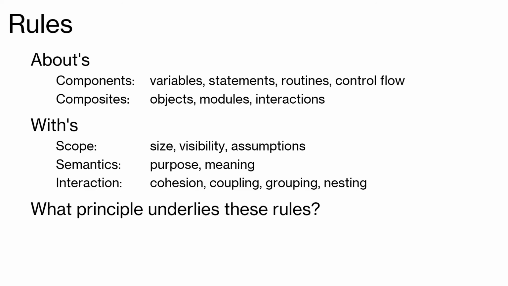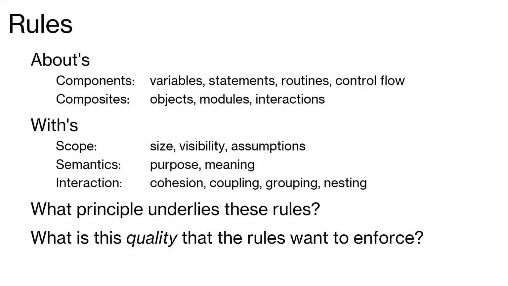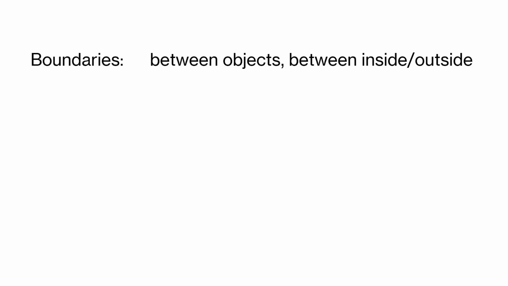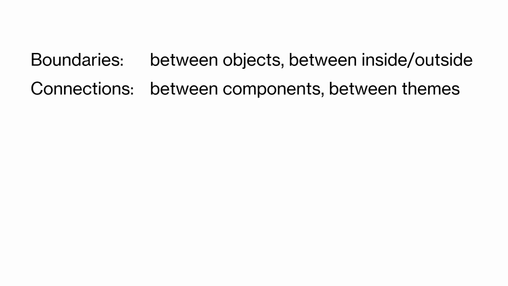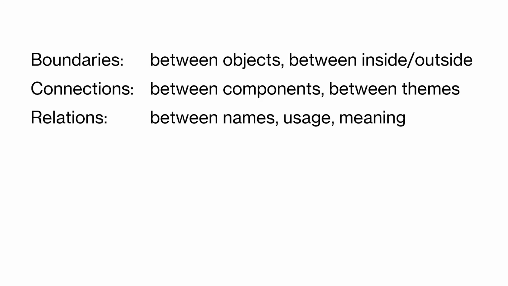So, what is the principle that underlies these rules? And what is this quality that the rules want to enforce? Well, there are things that are concerned with boundaries. There are boundaries between objects, the boundaries between what goes in an object and what goes outside an object, as well as modules and functions. There are how we connect these things, how we connect objects, how they talk to each other, how we group functions together, how we group things thematically. There are these relations between how these names should interact, how things that have the same usage pattern should be in the same place, and things that are concerned with the same idea should be in the same place.